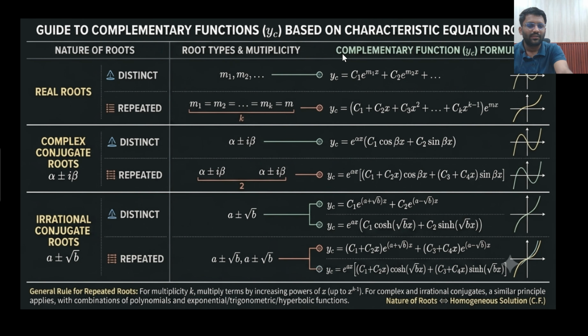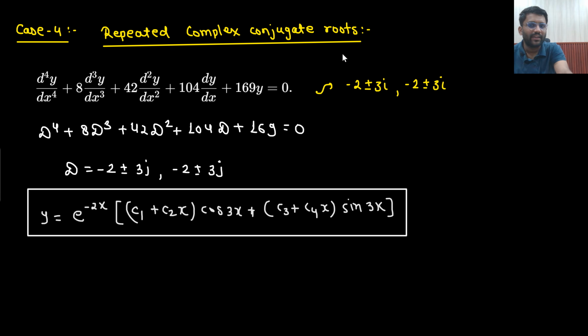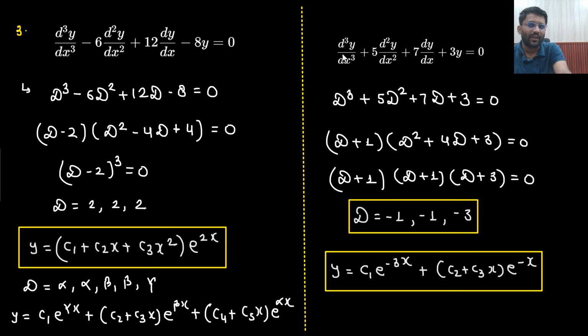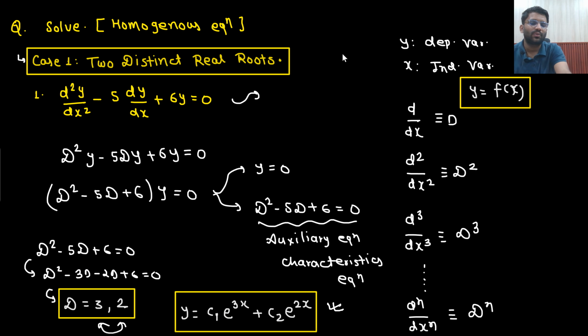Understandable? So this was our homogeneous equation. We have studied the homogeneous equation: how to solve the equation, how to solve a higher order differential equation if there are constant coefficients and here there is 0.